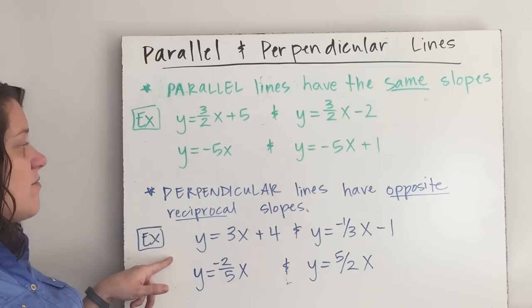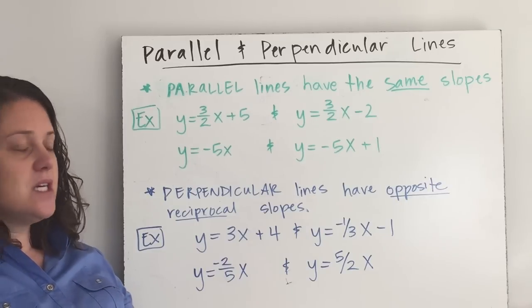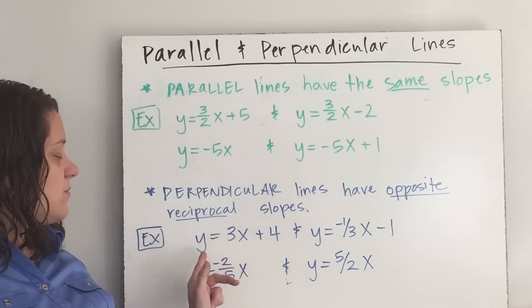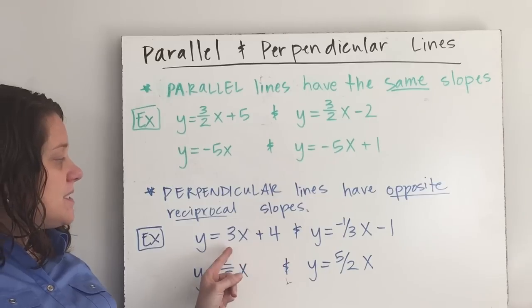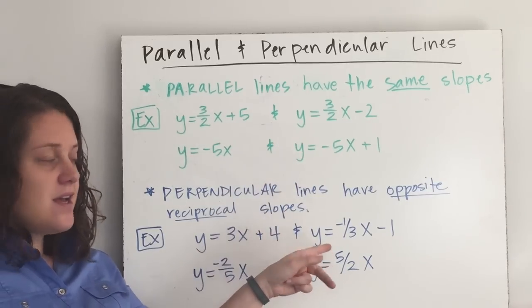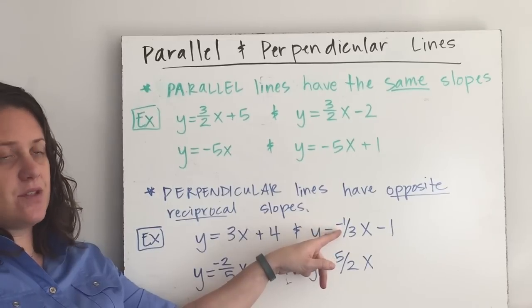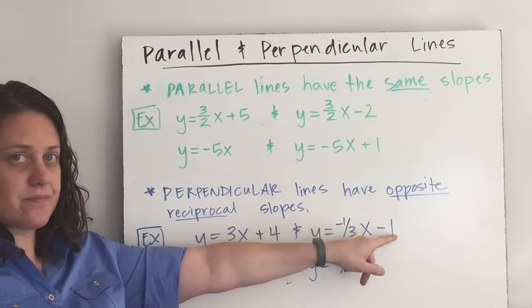In contrast, you have perpendicular lines, and they have opposite reciprocal slopes. So, for example, if this one is y equals 3x plus 4, the opposite reciprocal, 3 over 1, would turn into 1/3, and then a positive becomes a negative. So it's y equals negative 1/3 x minus 1.